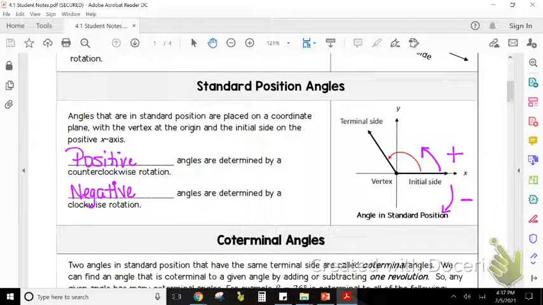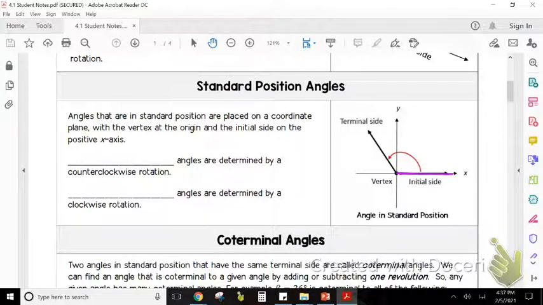All right, so before we move on to the next part, let's just make sure we remember some of the quadrantal angle measurements here. So if my initial side is on that positive x-axis and the vertex is at the origin, and my terminal side is also in the same location, like it doesn't move, that means that I have gone 0 degrees. Now, if my terminal side is straight up, then that angle would be 90 degrees.